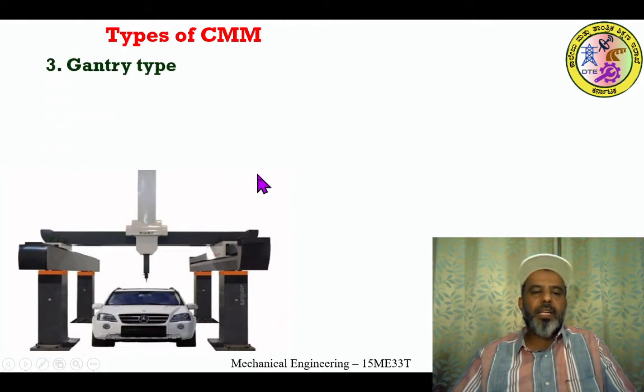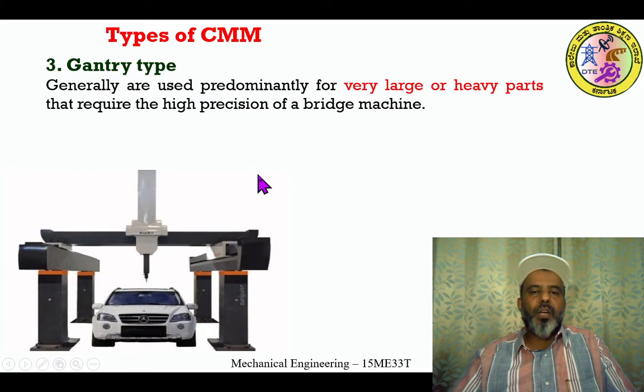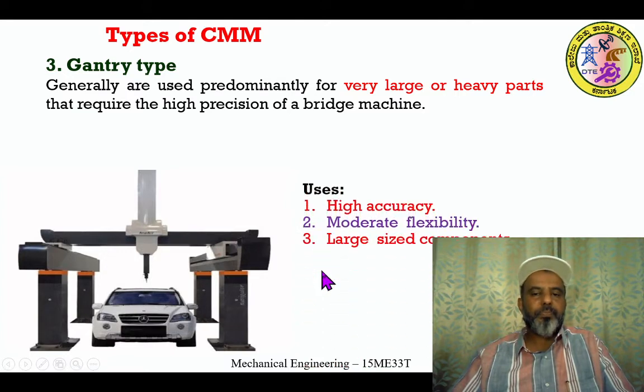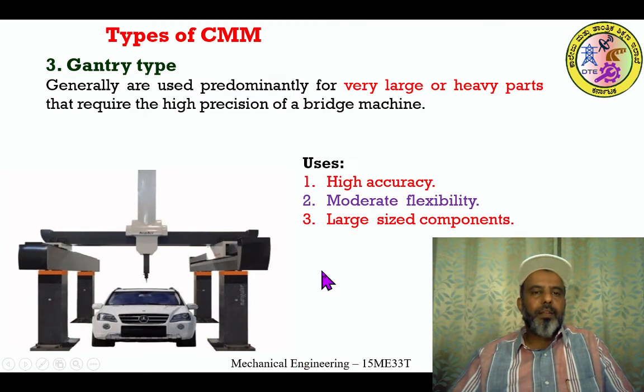And these gantry type CMMs are generally employed for large or heavy parts, and it has a precision as that of a bridge type CMM. And coming to the uses of this gantry type CMM, these are generally employed for large sized components, and it has high accuracy and moderate flexibility.